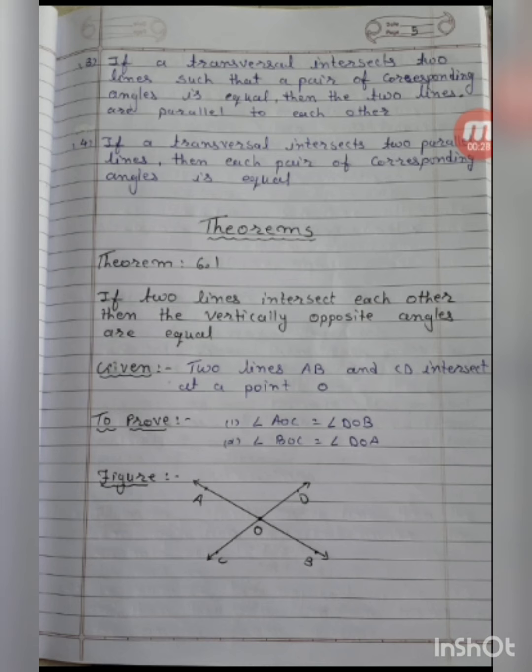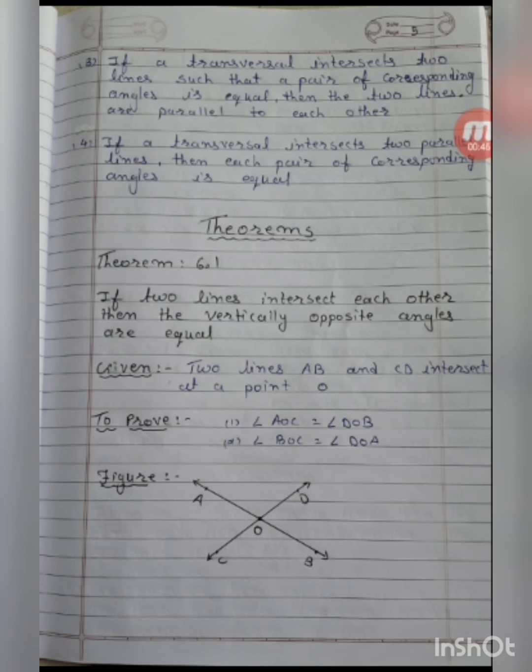Axiom 4: if a transversal intersects two parallel lines, then each pair of corresponding angles is equal. Here we have completed 4 axioms, and we have to use these axioms in sums. Now we have to start the theorems.